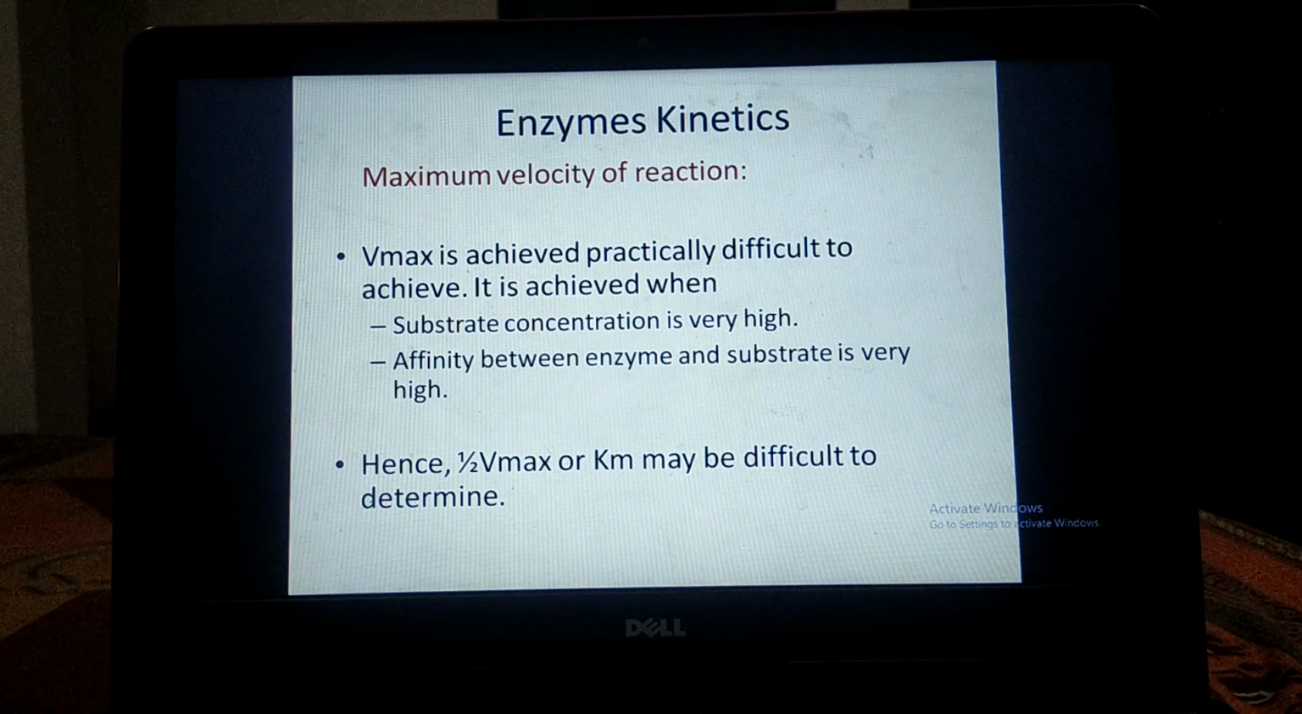Maximum velocity is achieved in two situations only. The first situation is that the substrate concentration should be very, very high, and the other condition is that the affinity between enzyme and substrate should be very high. At that time only do all enzyme molecules combine with the substrate and we get a maximum velocity. So practically it is very difficult to achieve Vmax for all enzyme reactions. If Vmax is not achieved, then we cannot find half Vmax, and if we cannot find half Vmax, then it is very difficult to find Km.